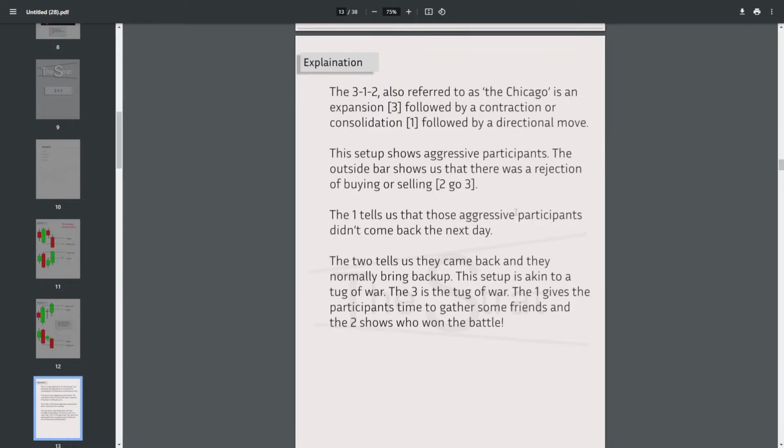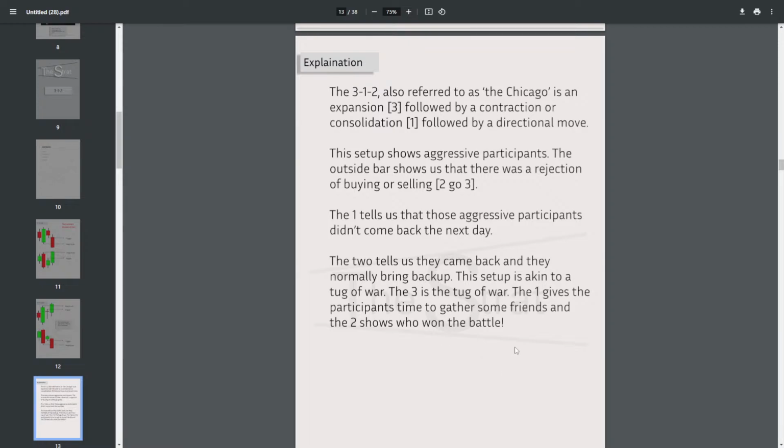So the 1, and this is what happens. So it shows the aggressive participation. And the outside bar, it tells us there was a rejection, which we already covered. And then the 1 tells you that those aggressive participants did not come back the next day, or whatever candle it is. They didn't come back afterwards because it went inside. If it was aggressive, it would become a 2, but it did not. And then what the 2 tells us is that they came back, and they normally bring back up.